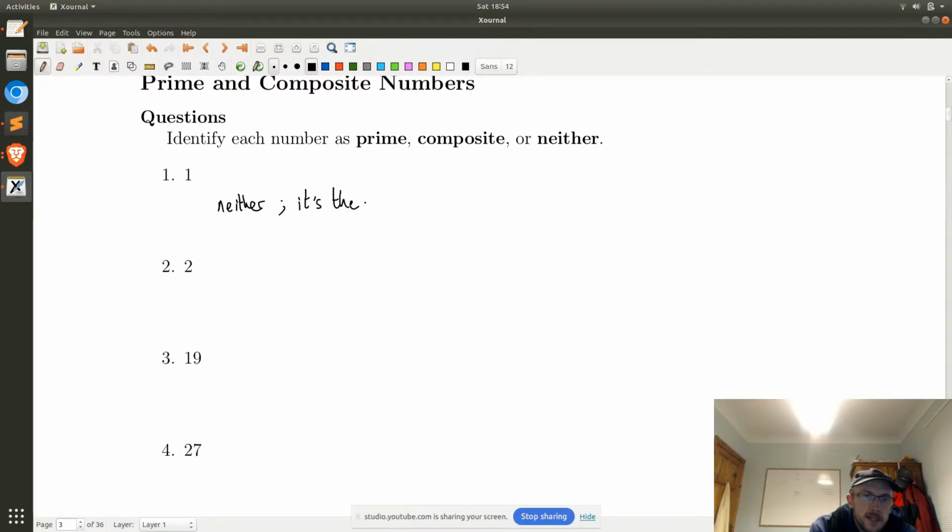It's the unit, which is in a sort of privileged set all on its own. As for 2, yes, it's a prime. It's the only even prime, which makes it kind of odd. Get it? It's the first.